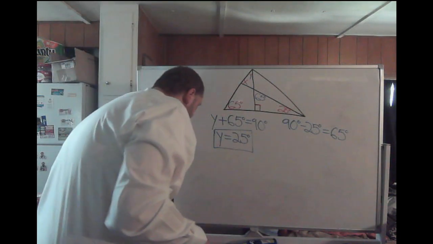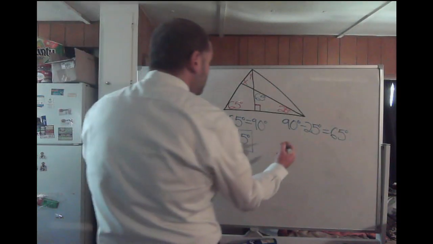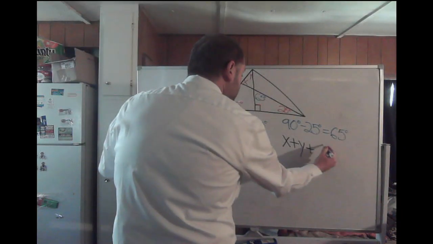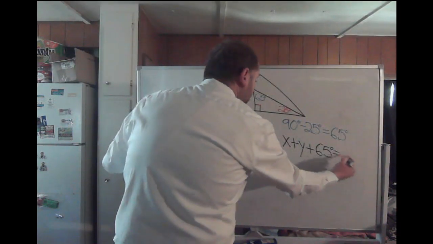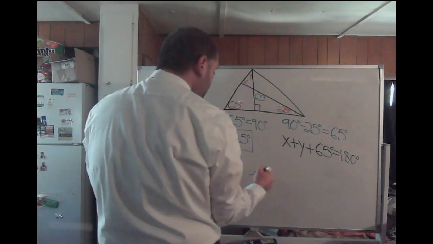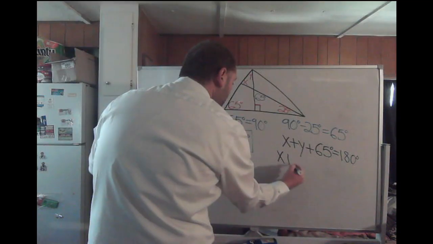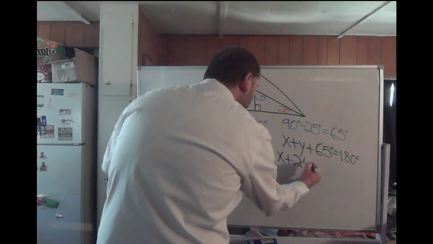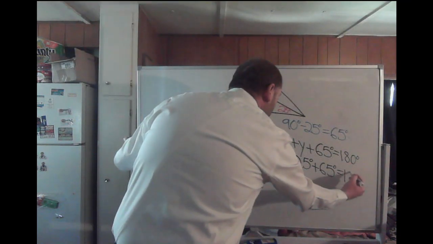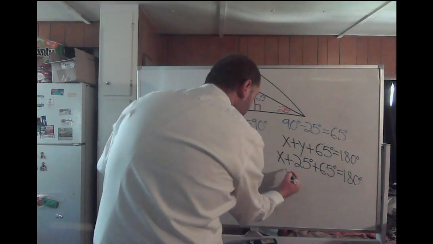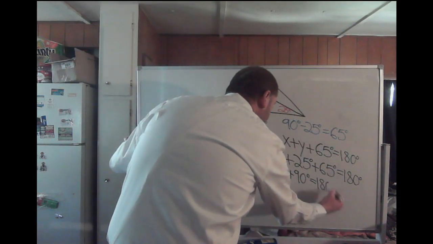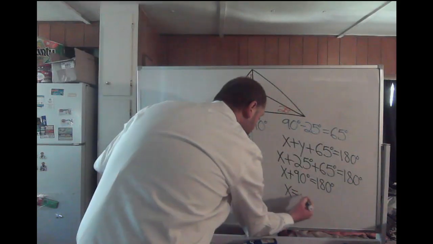Well, that's okay. All we have to do now is take X plus Y plus 65, set that equal to 180 degrees, because the sum of the three angles even of this triangle will be 180. Well, X we don't know, but Y we know is 25. Then we have plus that 65 degrees equals 180 degrees, which then means X plus 90 degrees equals 180 degrees, which therefore X equals 90 degrees.